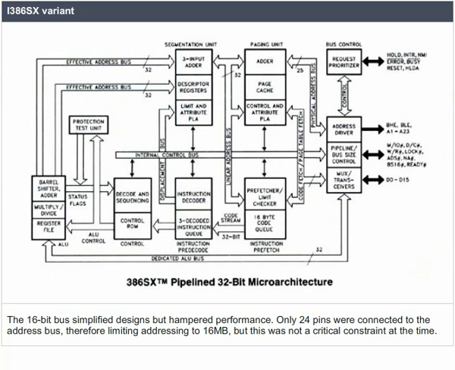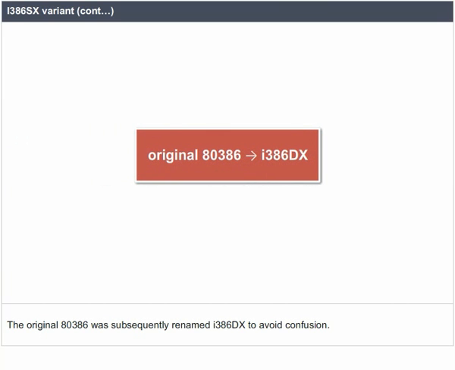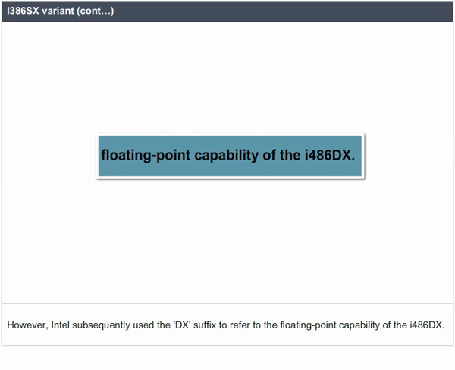Performance differences were due not only to differing data bus widths, but also due to performance-enhancing cache memories, often employed on boards using the original chip. The original 80386 was subsequently renamed i386DX to avoid confusion. However, Intel subsequently used the DX suffix to refer to the floating point capability of the i486DX.